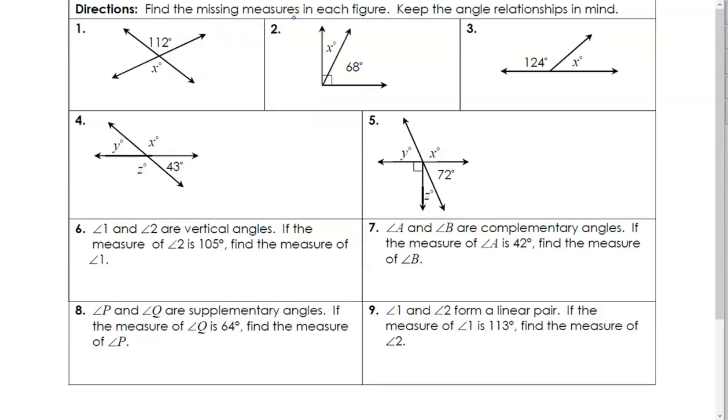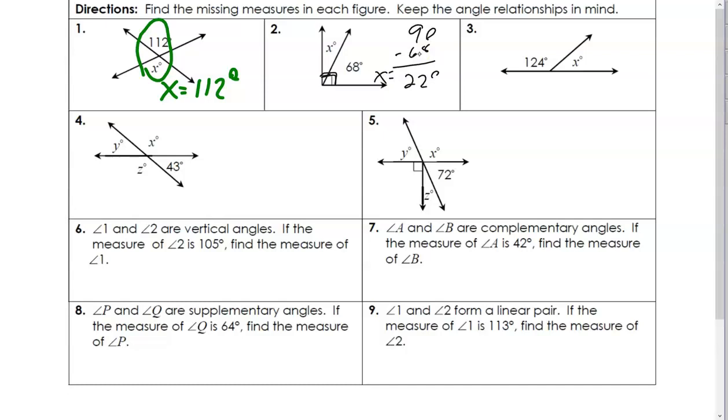All right, so you've gone over it, and you've gone through this. So you see angle 1, these are called vertical angles, and vertical angles are always going to be equal to each other. So x is going to equal 112 degrees. Angle 2, we see this right angle, so that means 90 degrees, and these are complementary angles. So we know that if one of them is 68, that would have to make this 22 degrees. So x equals 22 degrees, and those are complementary angles.